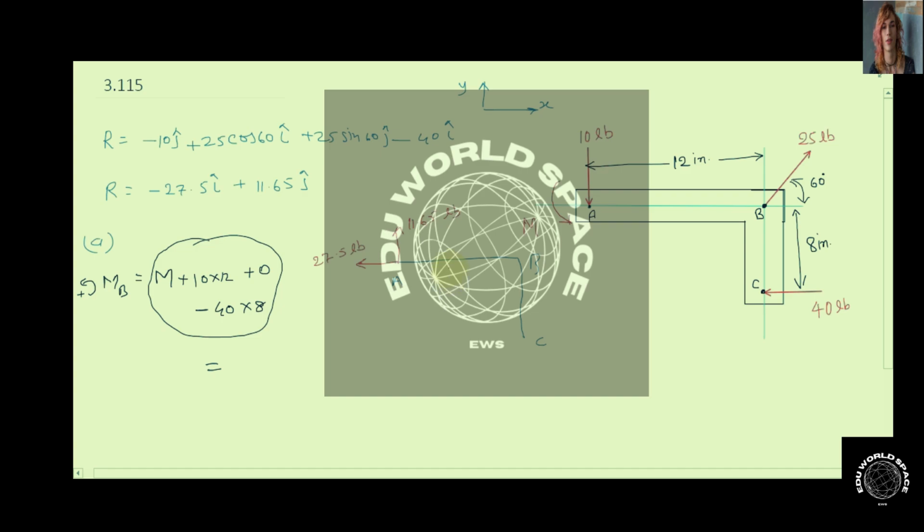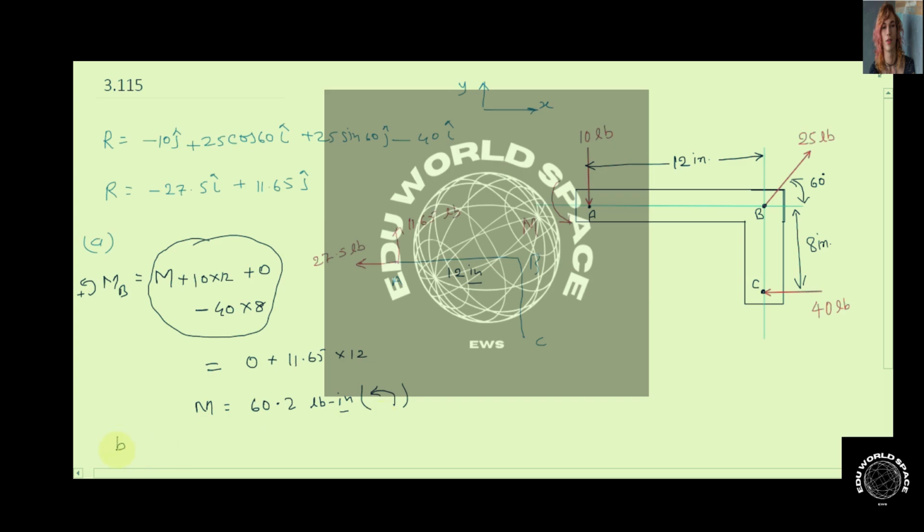Now this AB distance is given in the problem as 12 inches, so the moment in the equivalent system will be: this 27.5 pound force will have zero moment since its line of action passes through the point B, and this 11.65 pound force will have moment 11.65 multiplied by 12. If we solve this, the value of M comes out to be 60.2 pound-inch. A positive value here means that our moment is in the anti-clockwise direction.